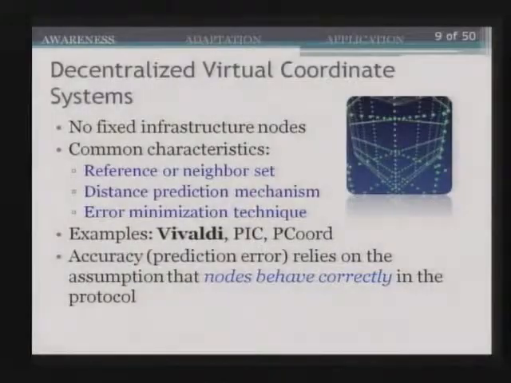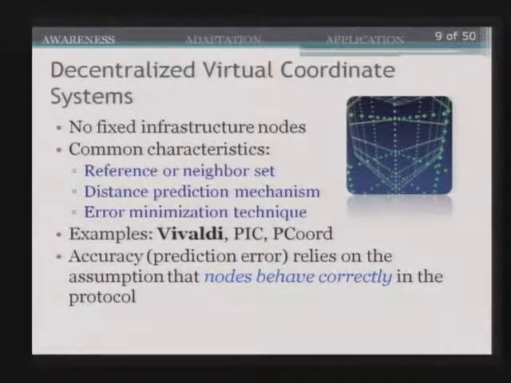So as I was saying, they have no fixed infrastructure nodes, and while there are many different types of decentralized virtual coordinate systems, they have 3 common characteristics. The first being a reference set or neighbor set of nodes. This being each node in the network is assigned a reference set of nodes from which to receive information. So it'll periodically probe these nodes in order to gain information like the round trip time to the node as well as that node's coordinates.